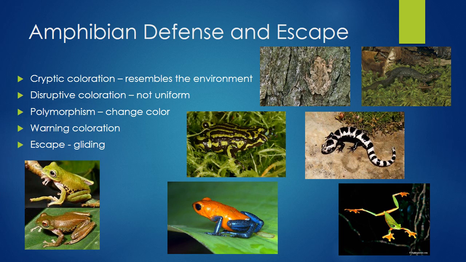And then for those that even with the coloration don't quite ward off predators, some of them have escape adaptations. So especially in the tropics, there are a number of frogs that can glide, so they can jump and glide, and the webbing between their toes helps them catch some air and glide from tree to tree to escape predators.